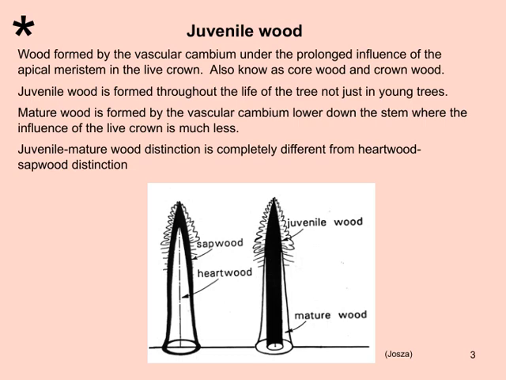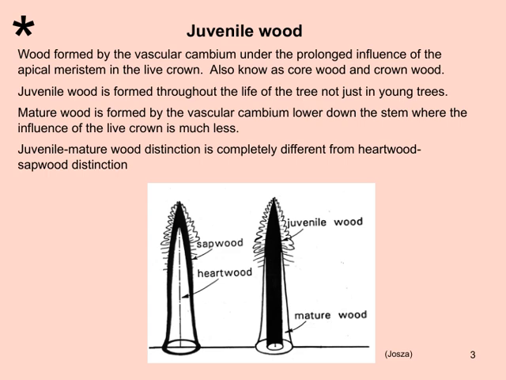Let's talk about juvenile wood. This is the type of wood that's formed by the vascular cambium, which is a layer of cells responsible for producing new xylem and phloem. Juvenile wood develops under the prolonged influence of the apical meristem, which is located in the live crown of the tree. You might also hear it called core wood or crown wood.